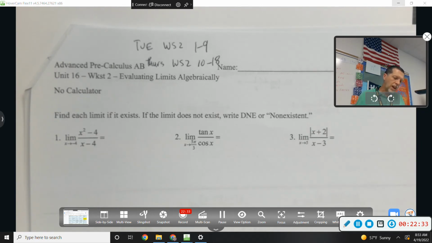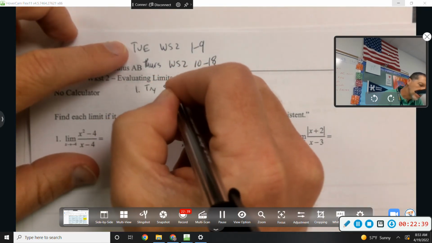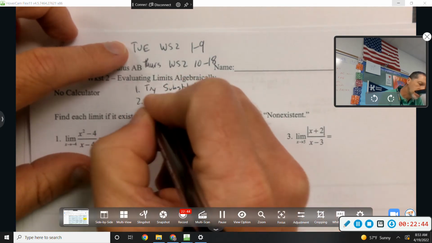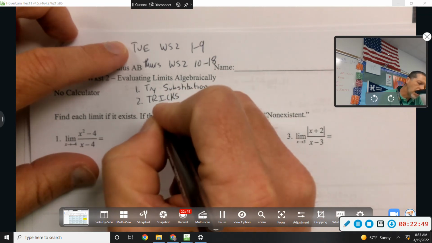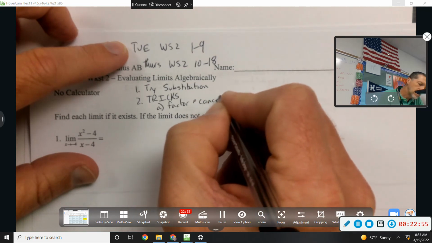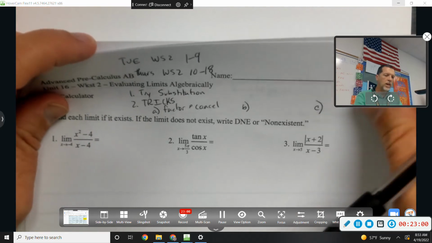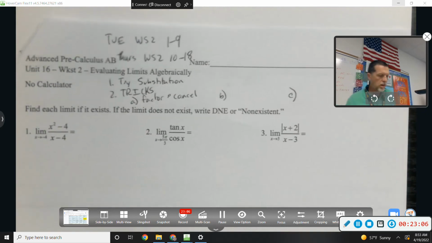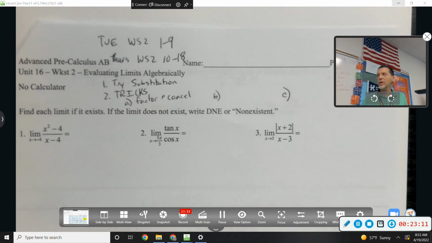So the trick for today is, or the 2 things for today is, try substitution. If it doesn't work, go to your bag of tricks. And right now, your only trick is factor and cancel. Tomorrow, or Thursday, we'll learn 2 more tricks to help simplify limits. But today we only know 1 trick. That's pretty easy, because if it doesn't work, it's going to be the trick that you know.